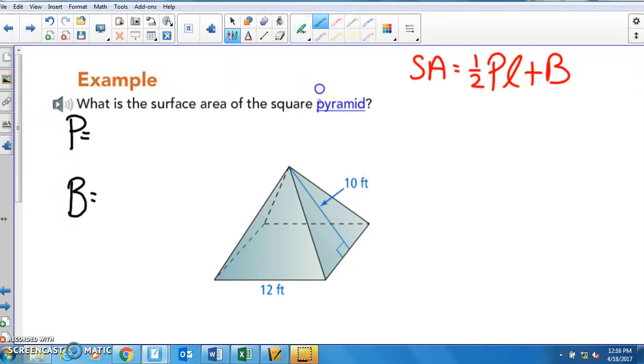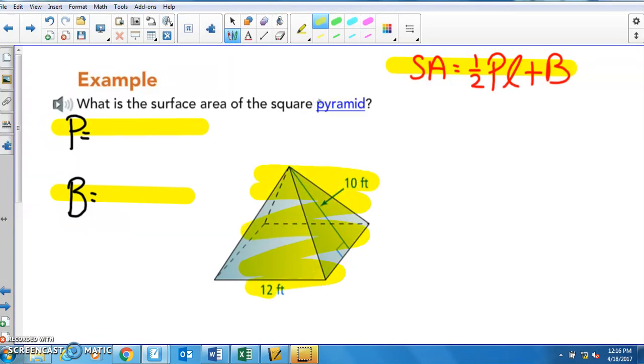So the first thing I want you to do here is let's first of all copy down the formula. Let's copy down the information over here. And then, to the best of your ability, copy down this pyramid. And then as we continue working, if you'll copy down the steps to solve for the surface area of this particular pyramid. Okay? So what is the surface area of the square pyramid?